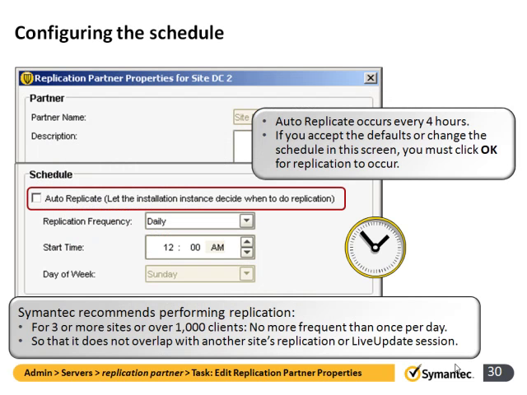So configuring the schedule for replication, we're looking at the site properties for Site DC2, and we can see here we've got replicate frequency set to daily at 12 AM. You could set auto-replicate for every 4 hours though, if you wish to. And if you accept the defaults or change your schedule in the screen, you must click OK for replication to occur. And there's some recommendations for 3 or more sites or over 1,000 clients, no more frequent than once a day.